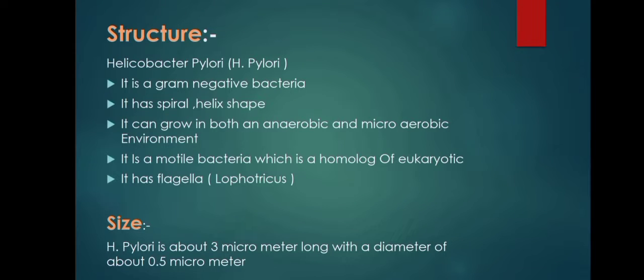Now see the structure first. It is a gram-negative bacteria. It has a spiral helix shape. It can grow in both an anaerobic and microaerobic environment. It is a motile bacteria, which is a homologue of eukaryotic. It has flagella, which is lophotrichous.